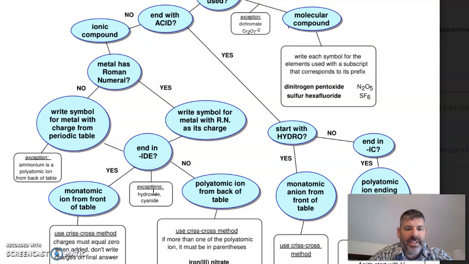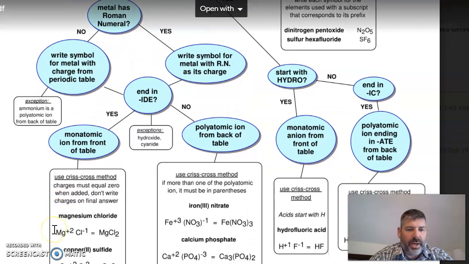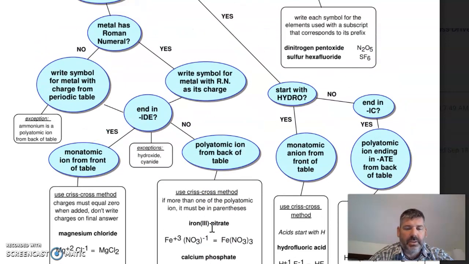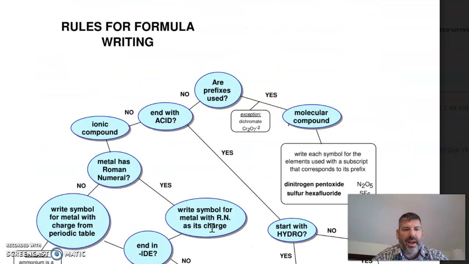If you see the IDE suffix, that means you're using a regular element from the periodic table, and you get the charge and do the crisscross rule. If there's no IDE, that means it's a polyatomic ion. You use the back of your periodic table to get the charge and do the crisscross rule. That's sort of the brief summary of that one.